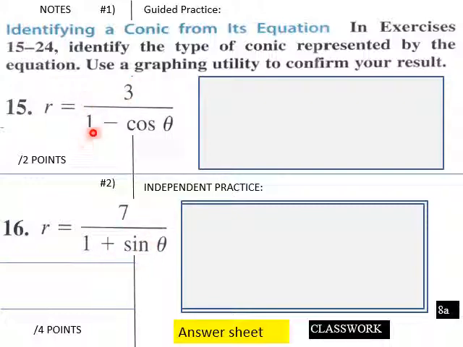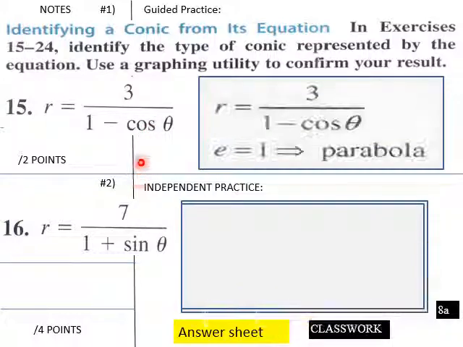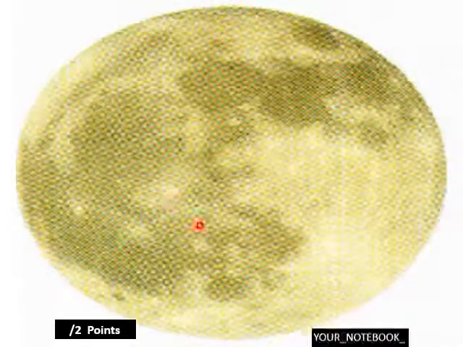So we have 3 over 1 minus cosine theta. And we know immediately, just by looking at it, that e equals 1 in this situation. So we know it's a parabola. We know that much. So use the graphing calculator to confirm your results. Identify the type of conic. It's a parabola, okay? And this one down here, I'm going to let you do that, student. Moving on.